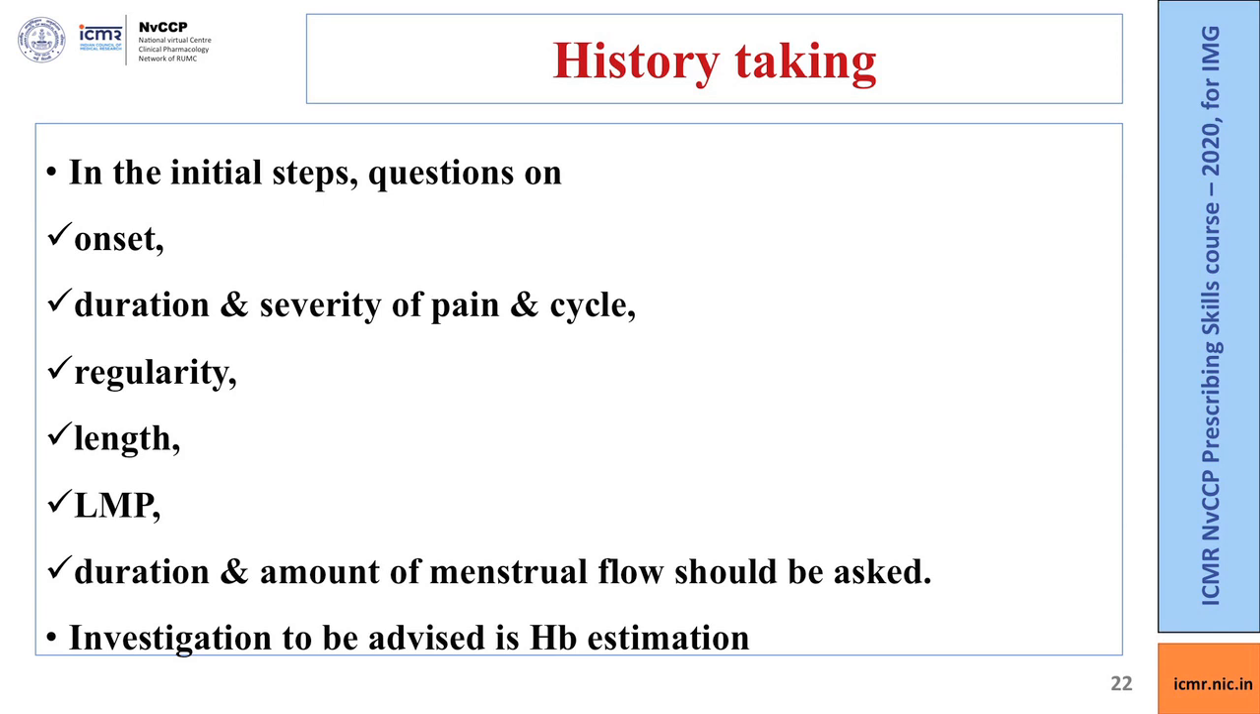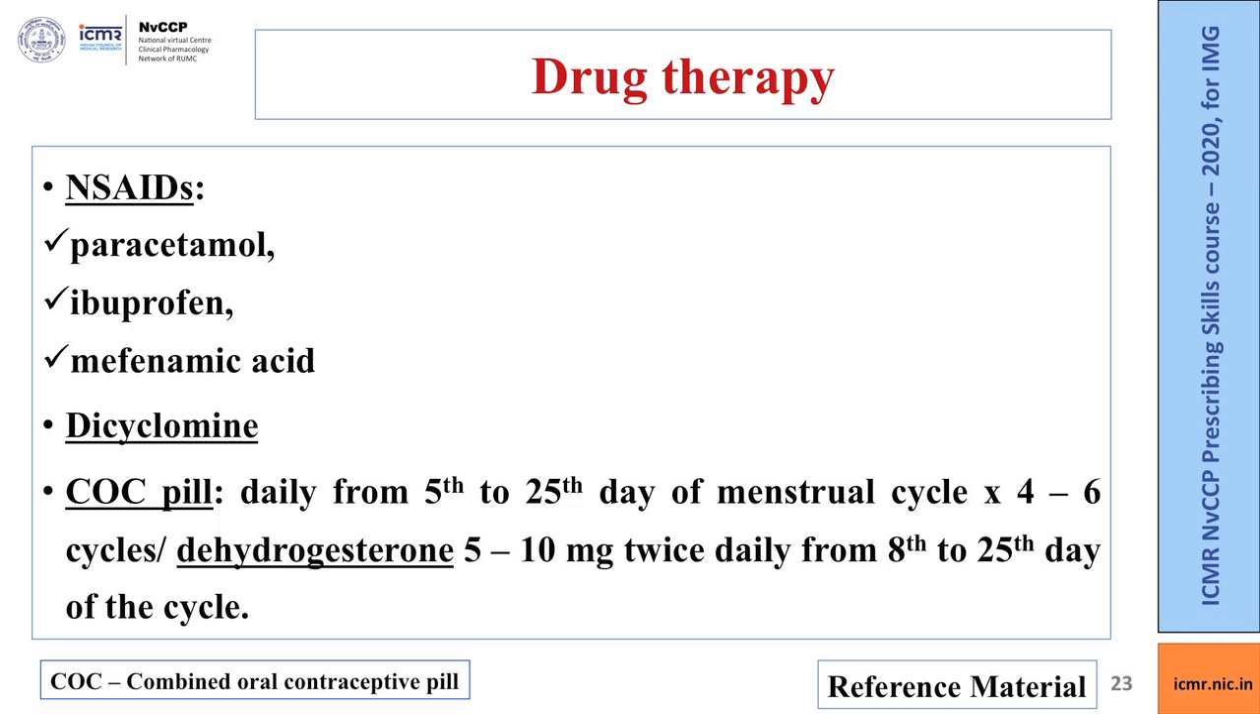The investigation that needs to be advised by you is hemoglobin estimation. Keep in mind that dysmenorrhea can be treated with drugs having different mechanisms of action. Non-steroidal anti-inflammatory drugs like paracetamol, ibuprofen and mefenamic acid and atropine derivatives like dicyclomine are valuable in the treatment of primary dysmenorrhea. Other therapeutic options like combined oral contraceptive pills should be given from the 5th day to the 25th day of the menstrual cycle for 4 to 6 cycles, or dydrogesterone 5 to 10 milligram twice daily from the 8th to the 25th day of the cycle.